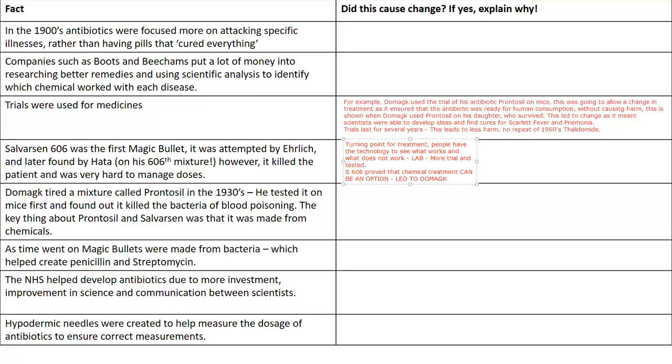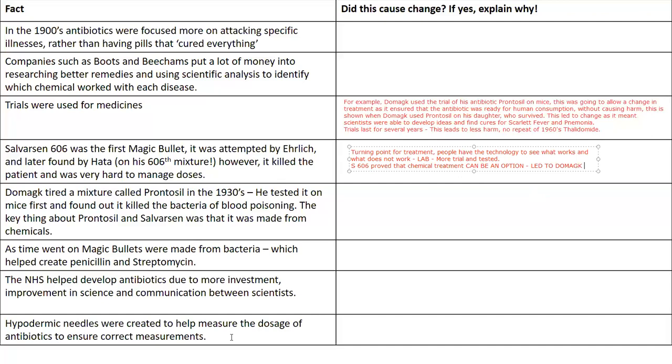Without the trial and error of Ehrlich and Hata, would it have led to the work of Domagk? Probably not. We don't know. Obviously, we're assuming there. Okay, going to look at the bottom three, or the bottom two, sorry. The NHS helped develop antibiotics due to more investment, improvement in science, and communication between scientists. Well, why is this going to cause change?